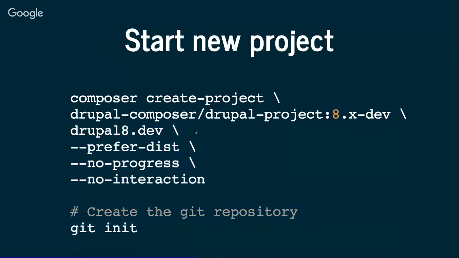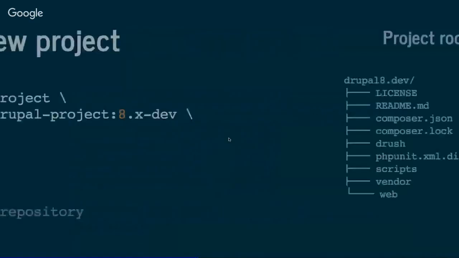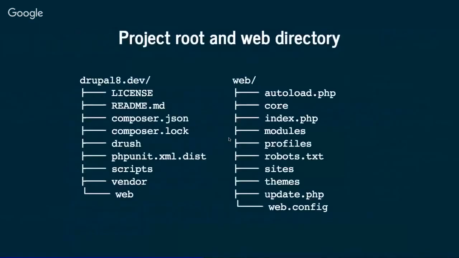So that's fine. This is what really matters for this now. Create project, and then use Drupal Composer, Drupal project, Drupal. And after that, we just run git init because we want to make sure we are using version control for our files. We just get it by getting the Drupal Composer project.